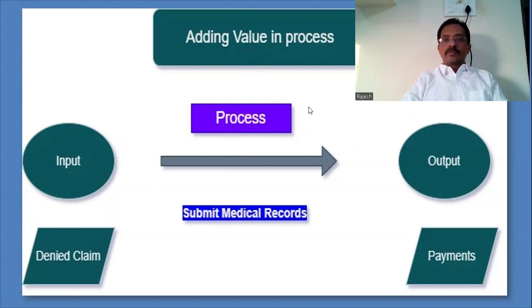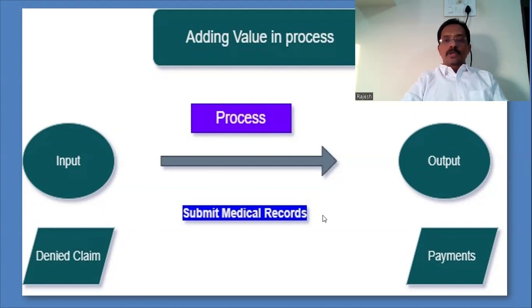How are we saying that? My denied claim is not the input, since I have an end-to-end RCM. My input is a claim. When I file my claim, it should be paid. I cannot wait for my denied claim. So how am I going to improve my lean here?